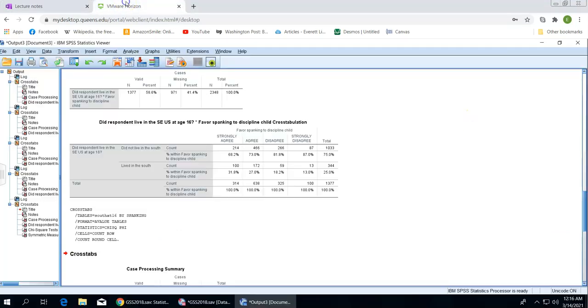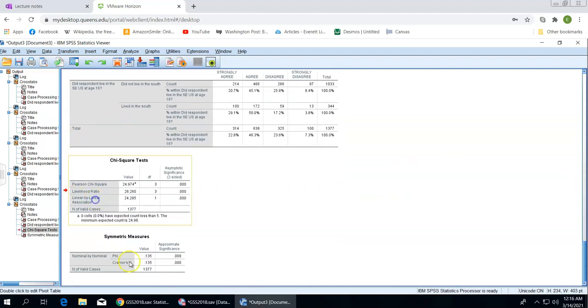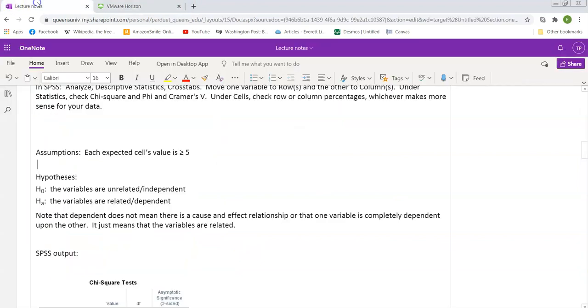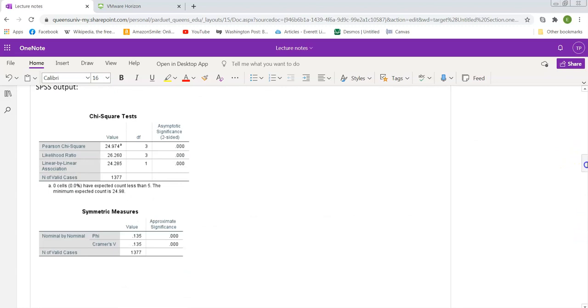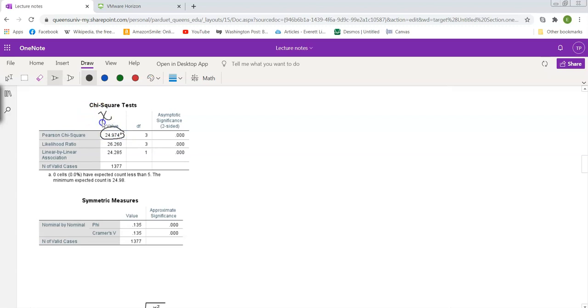So let's look at our output. And our output came from here, and I just copied it over. It's a little bit bigger and easier to see. So this is our test statistic. So this is our chi-square test statistic. And then this is our p-value.